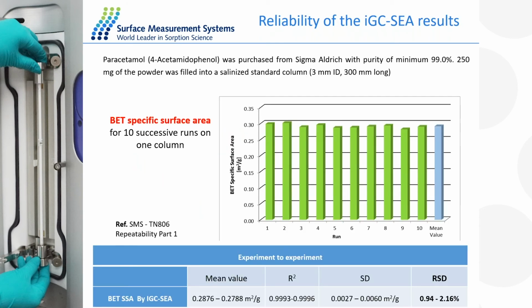IGC, as a chromatography technique, has really good reproducibility. Here's an example with a pharmaceutical powder, paracetamol, with 10 different runs on the same column. The BET surface area here is between 0.27 and 0.28 square meter per gram, with the RSD less than 2%, showing excellent reproducibility of the IGC measurement.